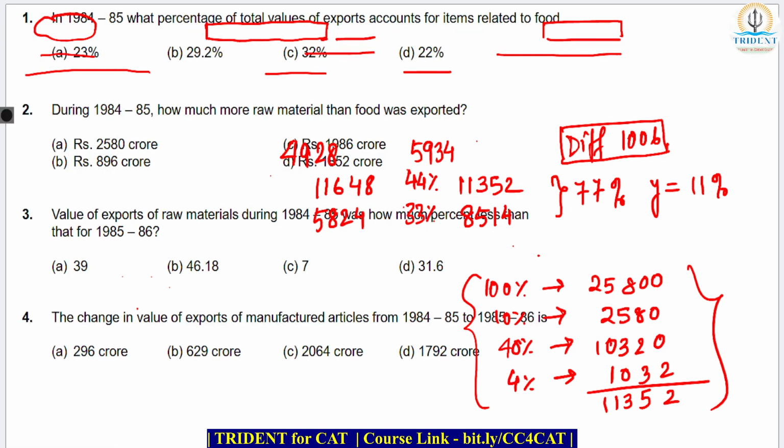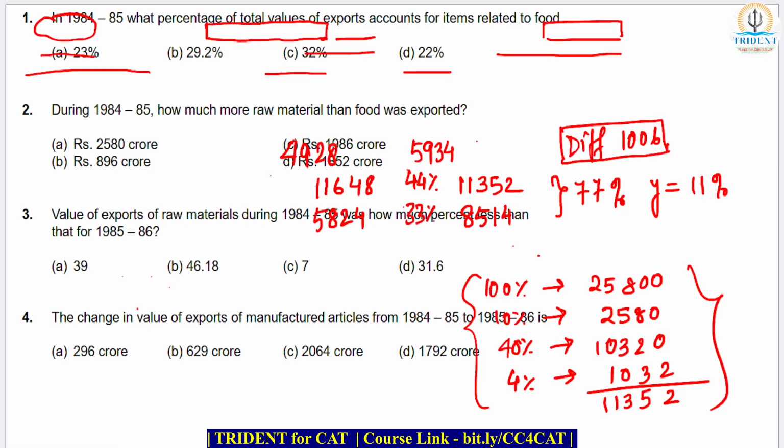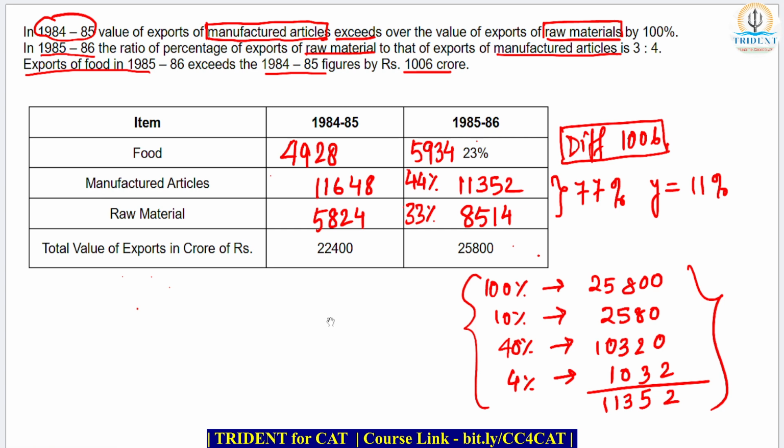The first question, just a second. The first question says, in 1984-85, what percentage of the total values of export account for items related to food? Remember what we are looking at? We are looking at 84-85 and total percentage of total values. That means food in 84-85 by the total value. I have the numbers with me, which is 4928 and 22400.